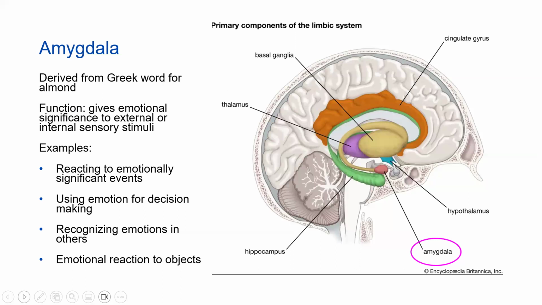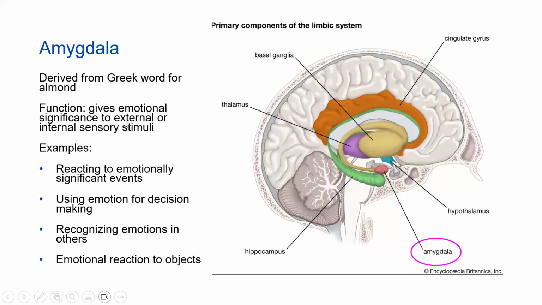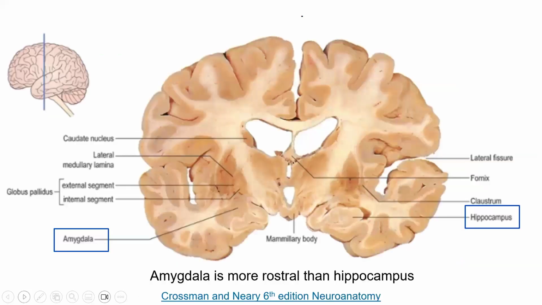So if we talk about damage to the amygdala, it would make sense that it would lead to some emotional disturbances, and we'll talk about that on one of the next slides. But here I just want to point out the anatomy of the amygdala. It's more rostral than the hippocampus. So if we were to make coronal sections through the brain, you would first hit the amygdala, and then you would get to the hippocampus, which again, has a seahorse shape. More rostral is the amygdala here.